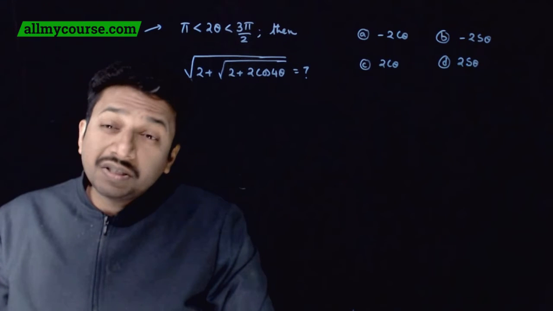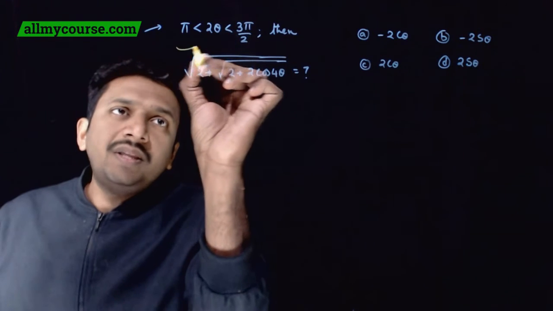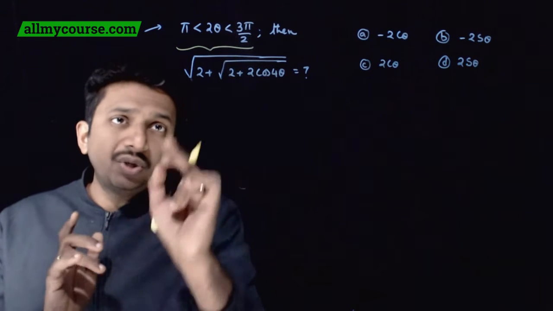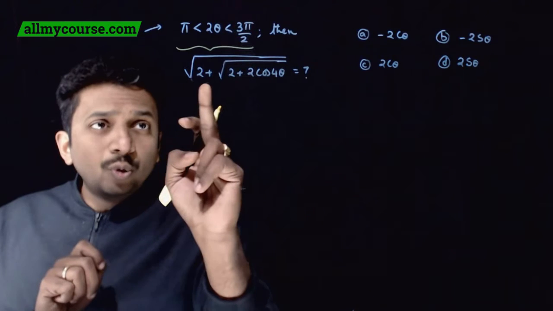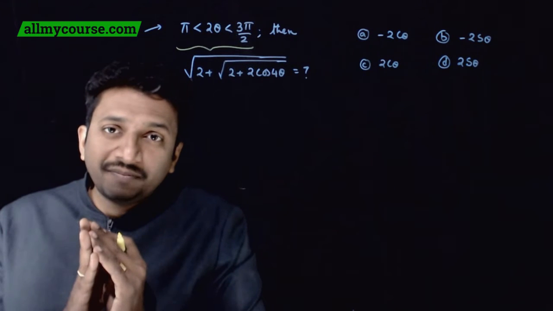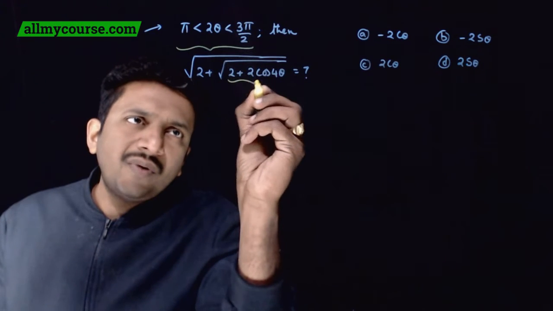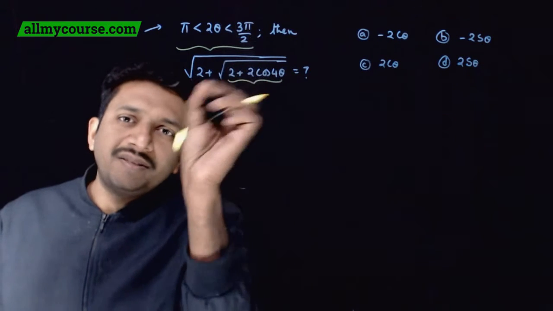So welcome students. In this question, you're given that 2 theta lies between pi and 3 pi by 2. If that is so, what is the value of root of 2 plus root of 2 plus root of 2 plus cos 4 theta? So what I'm trying to do is, I'll try to sequentially simplify the roots from inside.